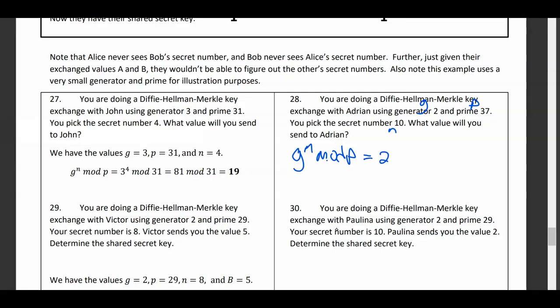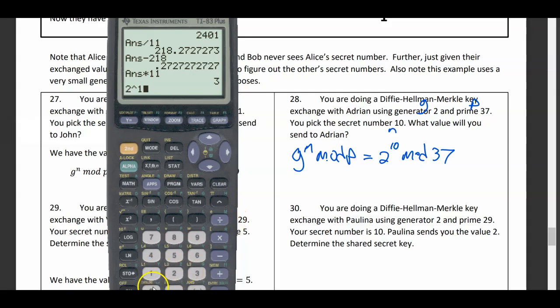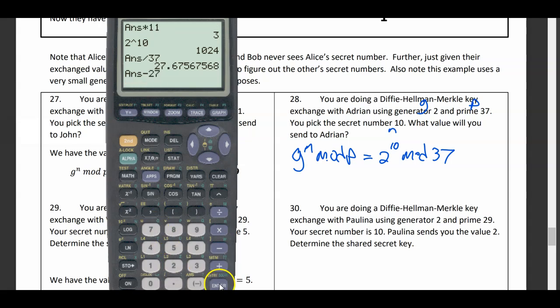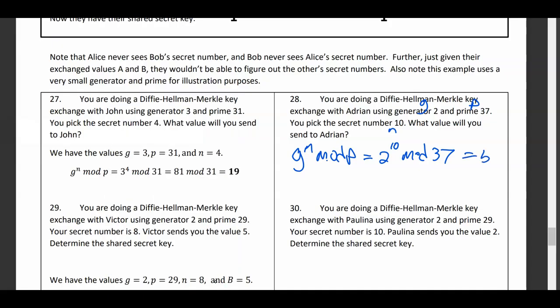This is 2 to the 10 mod 37. And this isn't that big, 2 to the 10. Mod 37. So divide by 37. Subtract whole number part. Multiply by 37. 25. That would be the number that you would send on to Adrian. He would then combine that with his secret number, which we don't know, and come up with your shared key that would be the same. He still has to send you his exchange value. We don't know what it is.